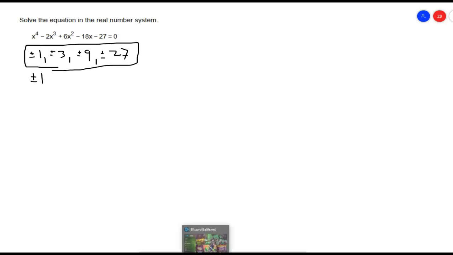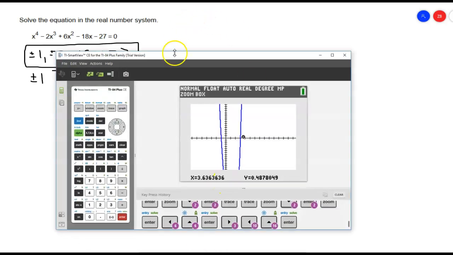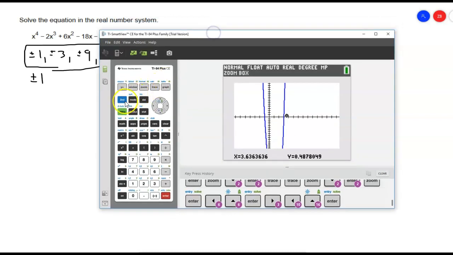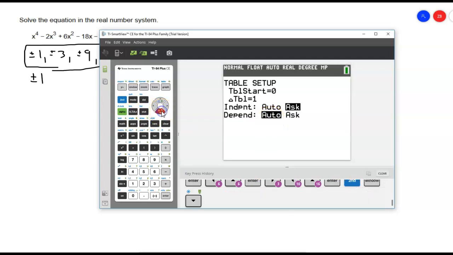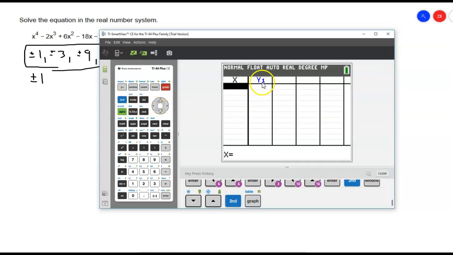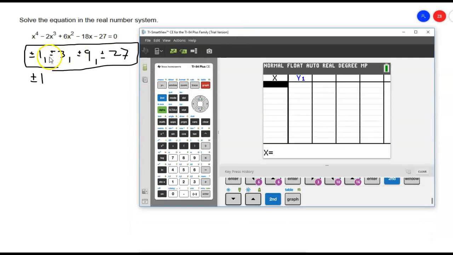Now I'm going to go back to the calculator here. And what I'm going to do is I'm going to first go to second table set. I'm going to make sure that my independent is on ask and my dependent is on auto. If I need to change that, I can just use the direction keys and hit enter. But independent on ask and dependent on auto. Now I can actually go to my table. And what this is going to do is I can put in x values and it'll give me the corresponding y values. And I want to check all 8 of these numbers.